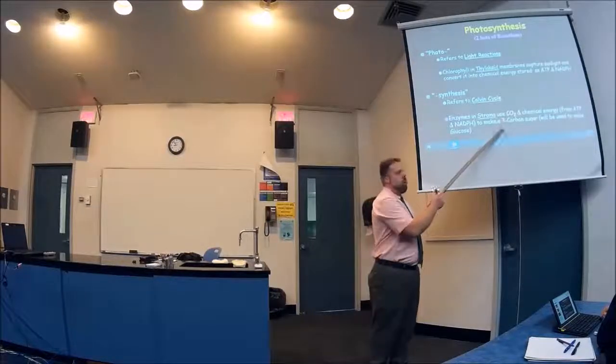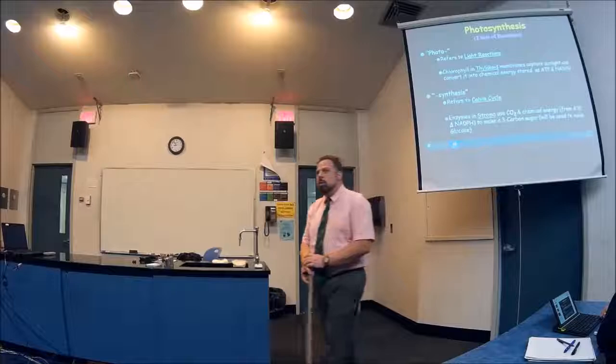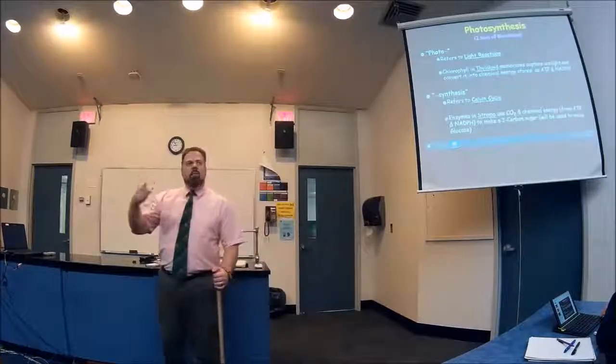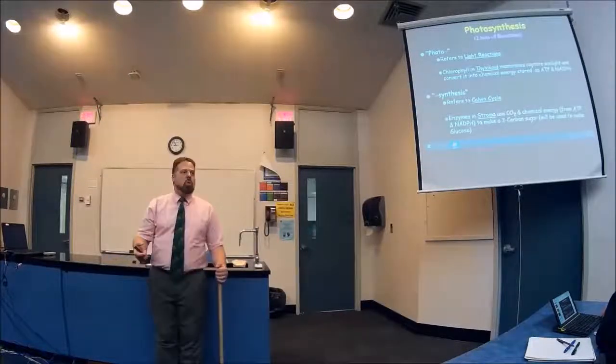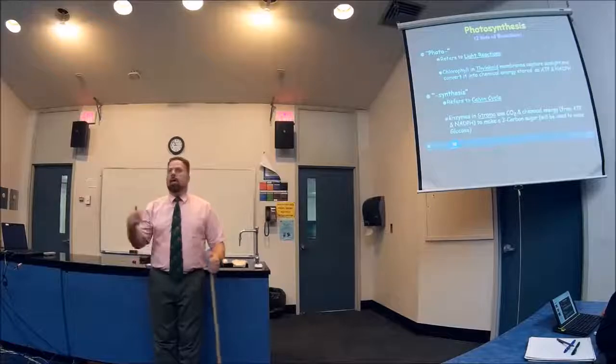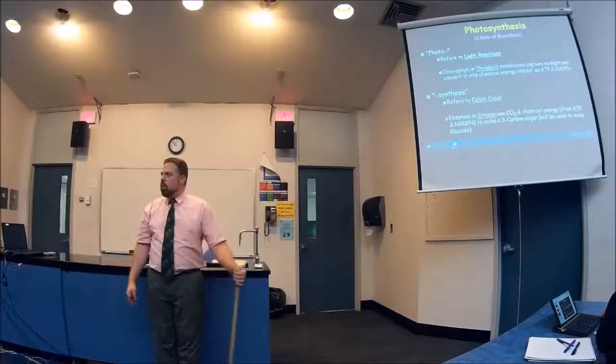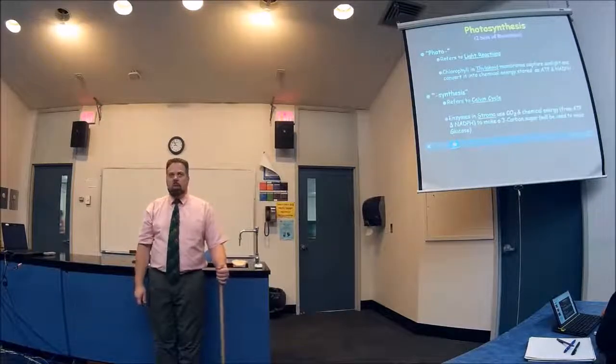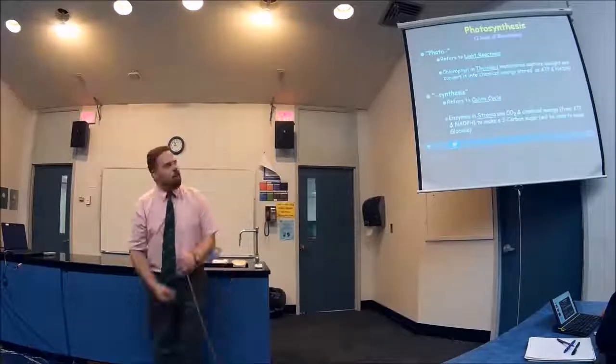Then you've got the glucose, and you've got the oxygen, and that will go into the mitochondria of the plant to make ATP for the rest of the cells. Does that make sense what we're doing here? It's a little confusing. Okay, let me just repeat that.